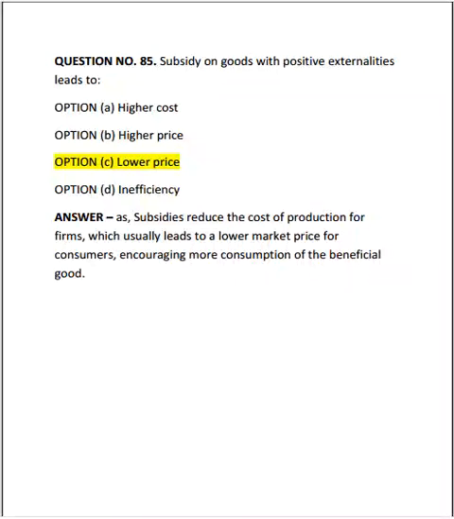Question No. 85. Subsidy on goods with positive externalities leads to. Option A. Higher cost. Option B. Higher price. Option C. Lower price. Option D. Inefficiency. Answer. As subsidies reduce the cost of production for firms, which usually leads to a lower market price for consumers, encouraging more consumption of the beneficial good.